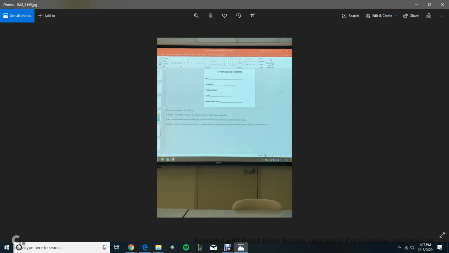The manifest stage is reduction of blood count, which occurs 3 to 5 weeks after exposure. Symptoms include depression of blood cell counts, leading to anemia and infection.